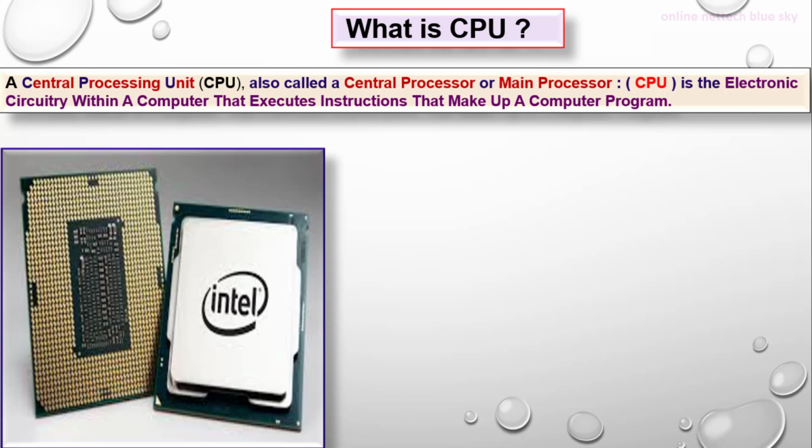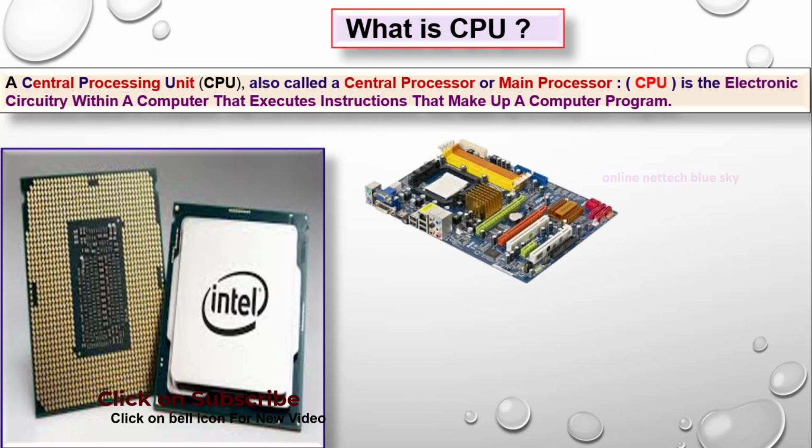Whenever you create a program, or any type of file or folder, any work from A to Z, you cannot start up or work without the CPU. This is a very important part. But how does this CPU work? The CPU needs other powerful parts.